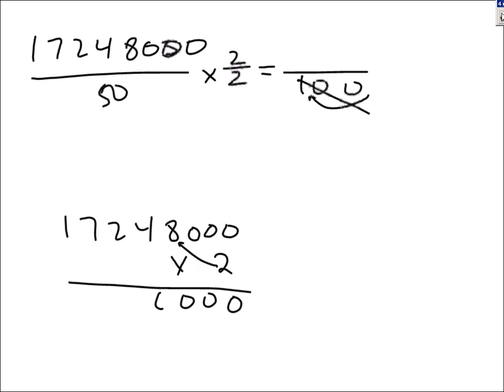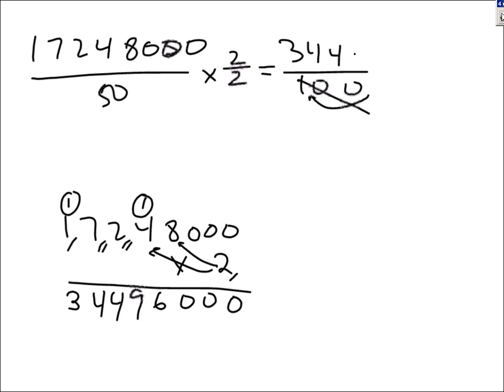2 times 8 is 16. 2 times 4 is 8, plus 1 is 9. 2 times 2 is 4. 2 times 7 is 14, carries a 1. 2 times 1 is 2, plus 1 is 3. So the top is 3, 4, 4, 9, 6, 0, 0, 0. And since I moved the bottom decimal 2 places to the left, I have to do the same to the top. And the answer is this.